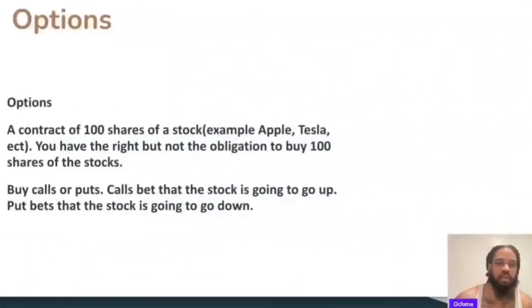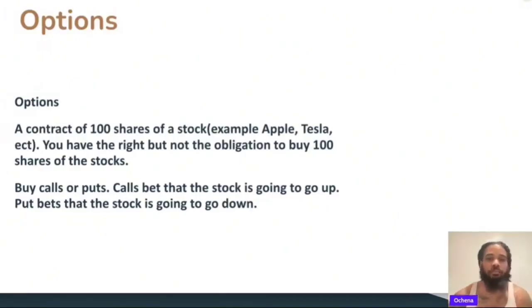What is an option contract? An option contract is a contract of 100 shares of stock. For example, Apple, Tesla, Adobe, stocks like that. You have the right, but not the obligation, to buy 100 shares. You could buy calls or puts. Calls bet that the stock is going to go up. Puts bet that the stock is going to go down.